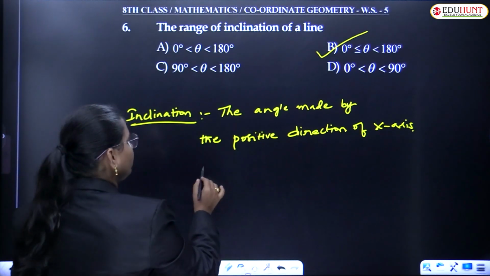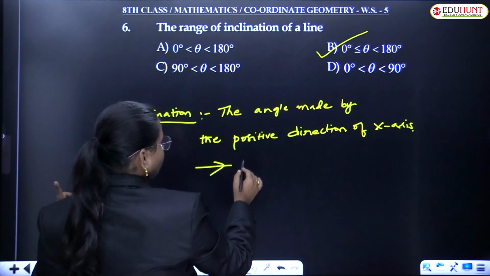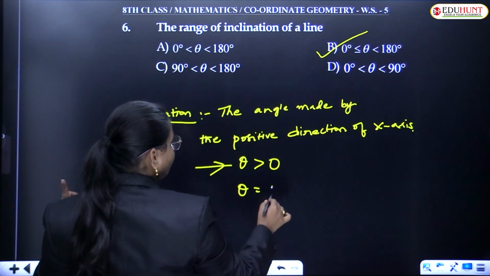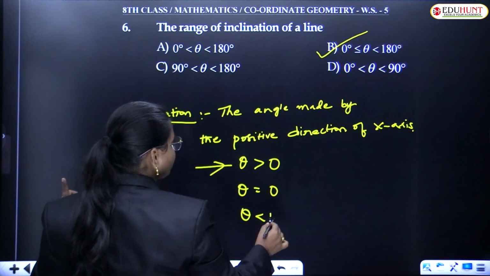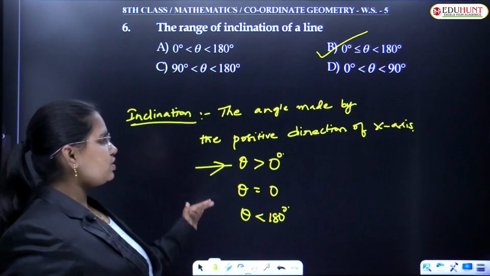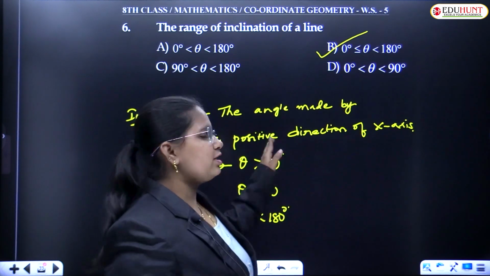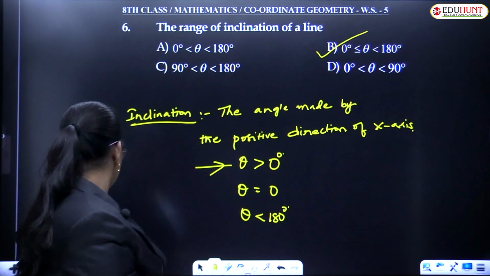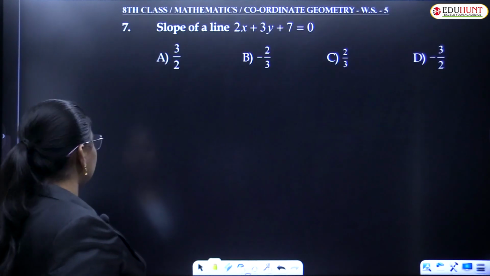I told you three conditions for the inclination. Theta can be greater than 0, theta can be equal to 0, theta must be less than 180 degrees. Right? So this is about inclination. As per that, option B will be the range of inclination. Right? Can I get back to the next question?